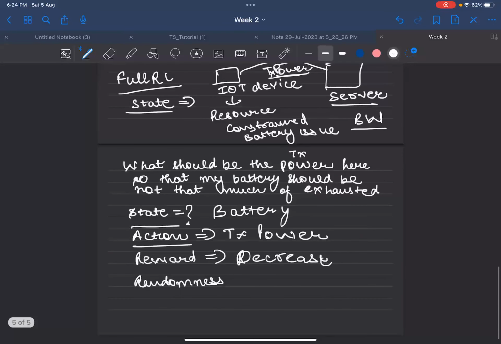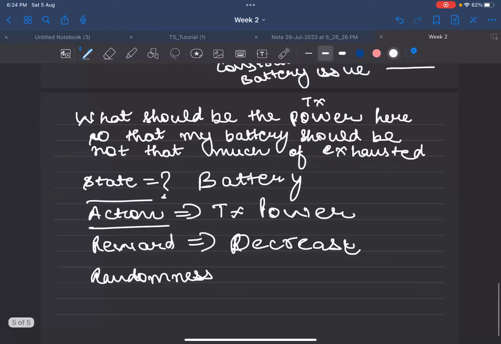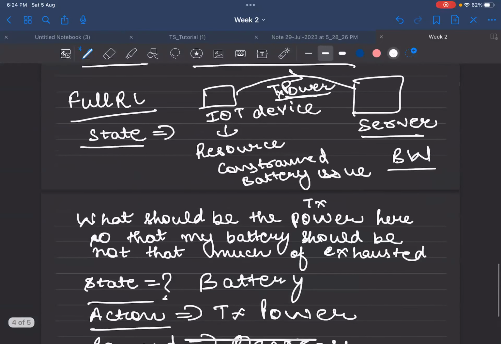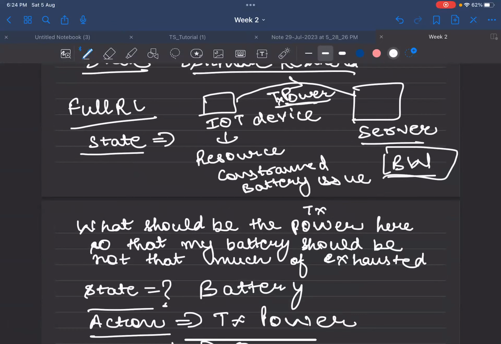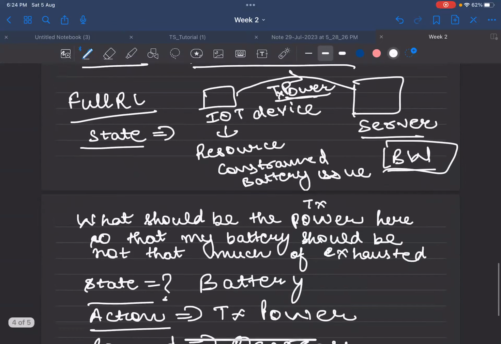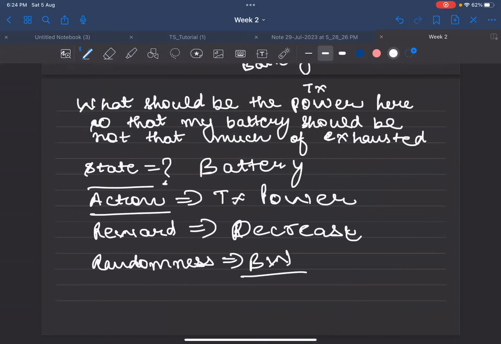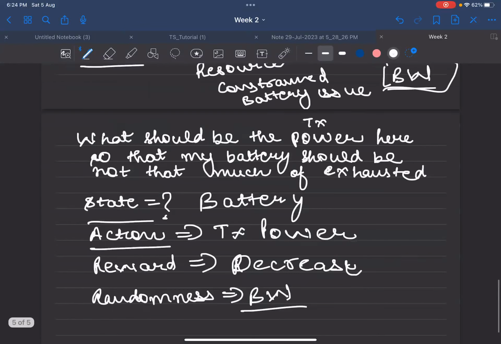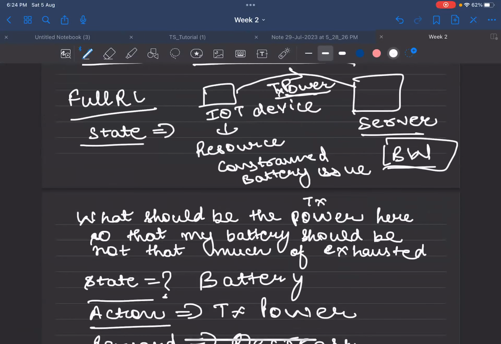Basically, what is the randomness? The data flow from the server? The randomness is the bandwidth, which is changing, and which is affecting this transmission. So more bandwidth uses more battery. Bandwidth can, well, this is just a toy example. I'm saying there is a random bandwidth, and I have to decide whether to send with more transmission power or less transmission power. Don't think that much, just a toy example.